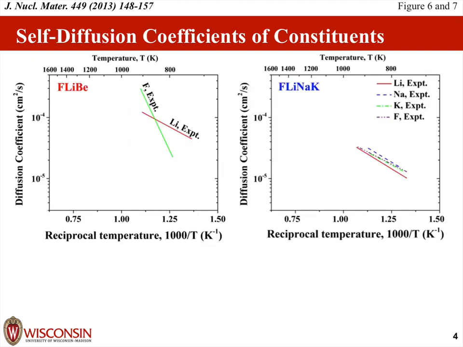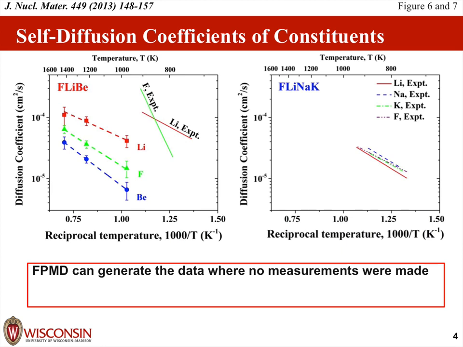We calculated self-diffusion coefficients of the molten salt constituents from the first principles molecular dynamics and compared them to the experimental measurements. The calculated diffusivity of lithium in FLiBe is about 3 times lower than measurements, but we matched the activation energies almost exactly. Diffusivities of fluorine and beryllium were also predicted.